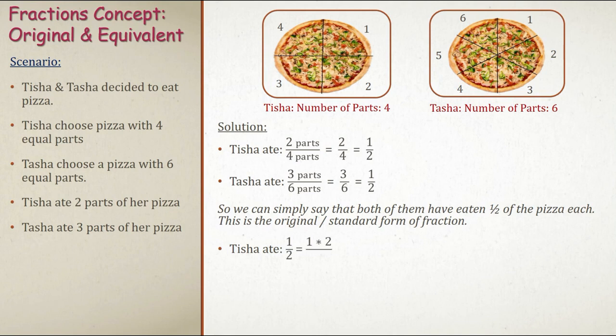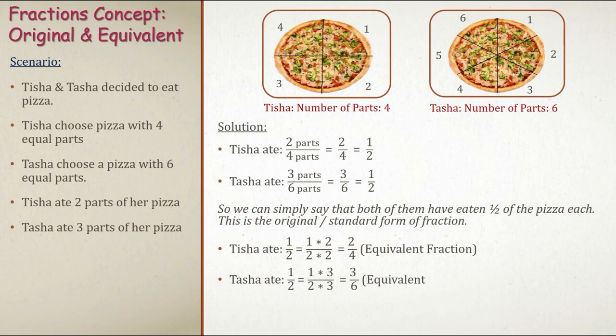So Tisha ate 2 parts, so we multiply 1 into 2 and again the denominator 2 into 2, which will give us 2 by 4, which is the equivalent fraction. And similarly Tasha ate 3 parts, so again for half we'll multiply numerator and denominator by 3. So 1 into 3 is equal to 3 and 2 into 3 is equal to 6. So 2 upon 4 and 3 upon 6, these are our equivalent fractions.